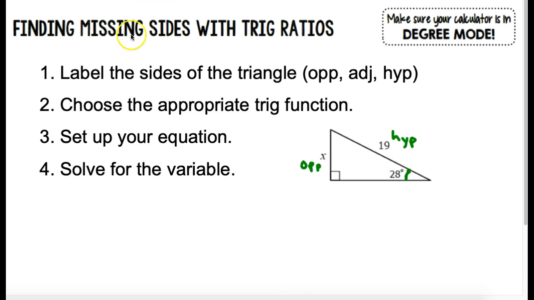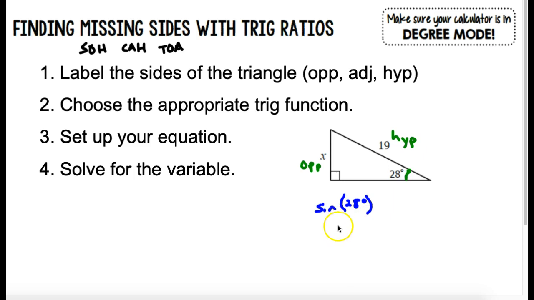So if we remember SOH CAH TOA, the trig function that deals with the opposite side and the hypotenuse is sine. Sine is opposite over hypotenuse. So that's the trig function that I'm going to use. I'm going to use sine. Now, the way that we set up our equation then, we're going to say sine, or whatever trig function we're using, of the angle. So sine of 28 degrees.